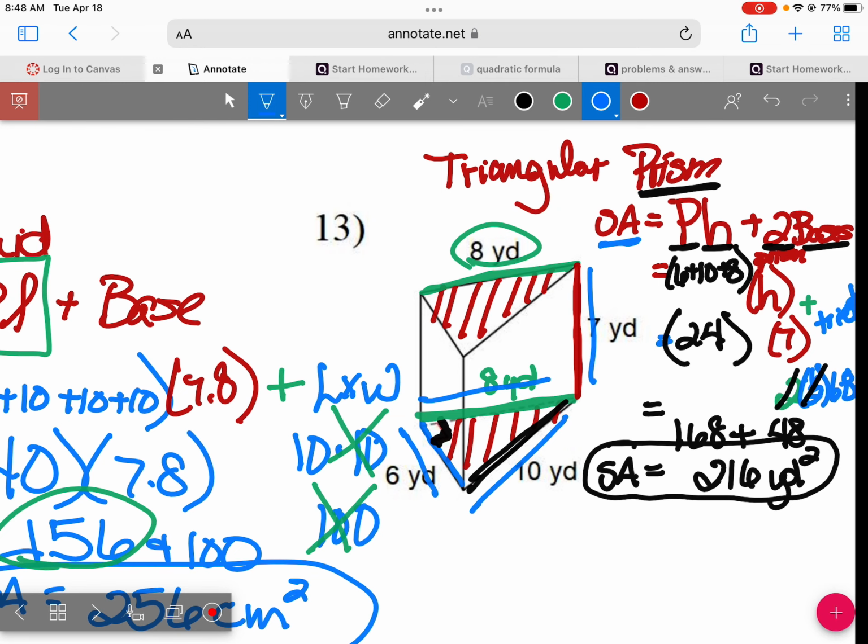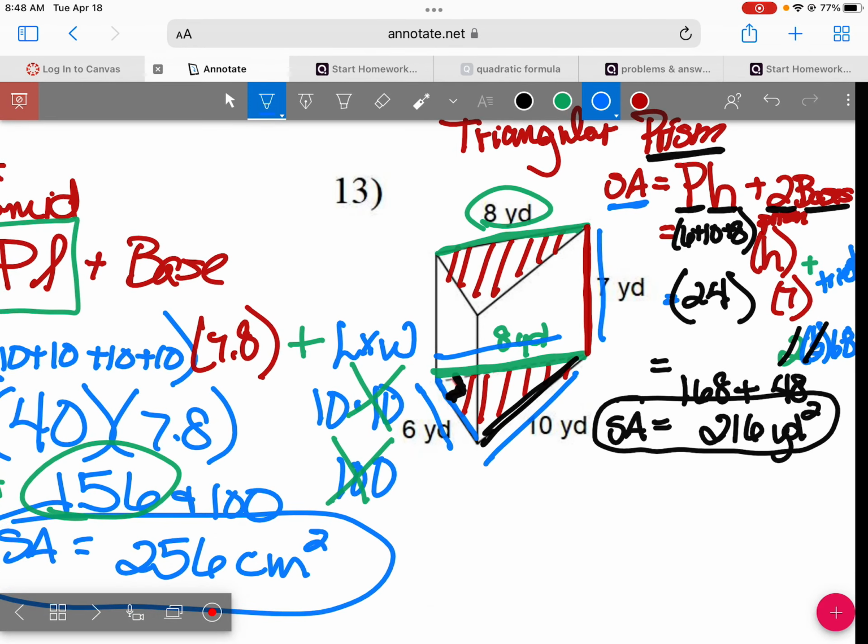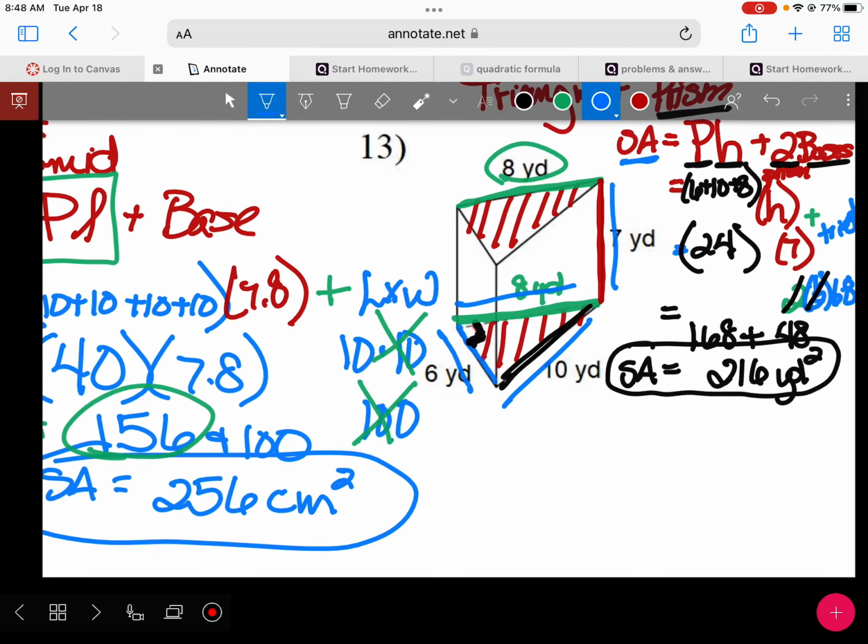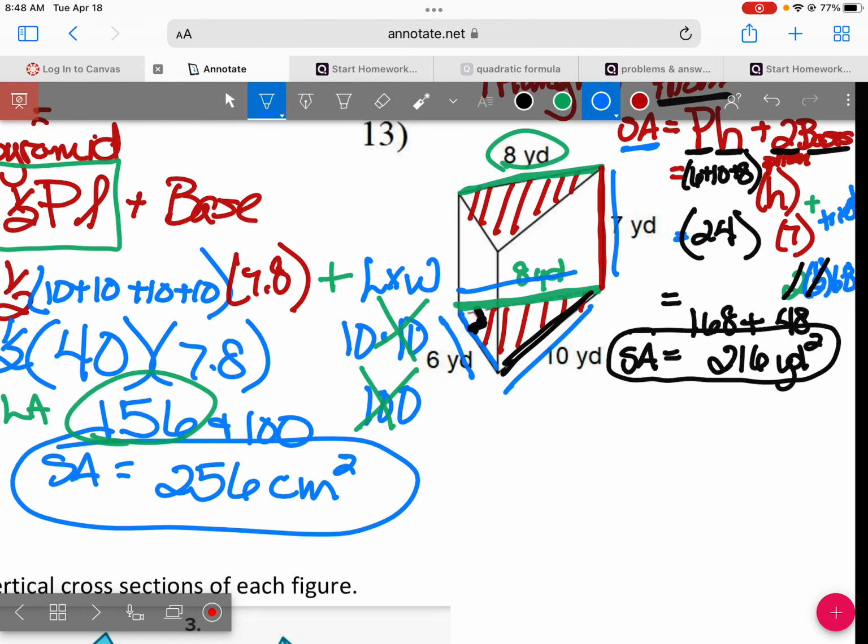But you have to look at the formulas, okay? That's why we aren't making you memorize the formulas, because there's a lot of them and it gets kind of tricky.